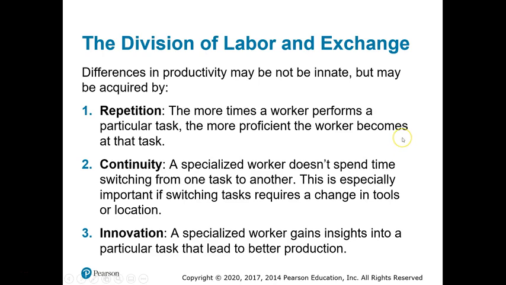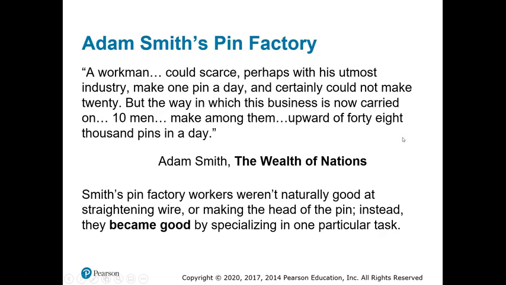They may even employ a computer to do it. So Adam Smith says basically one person can become 10 through this repetition, continuity, and specialization. He said a workman could scarce, perhaps with utmost industry, make 1 pen a day, and certainly could not make 20. But the way in which this business is now carried on, 10 men make among them upward of 48,000 pens a day.